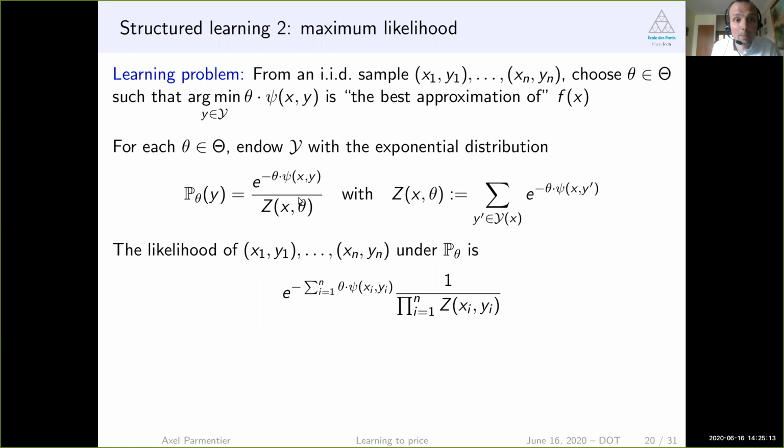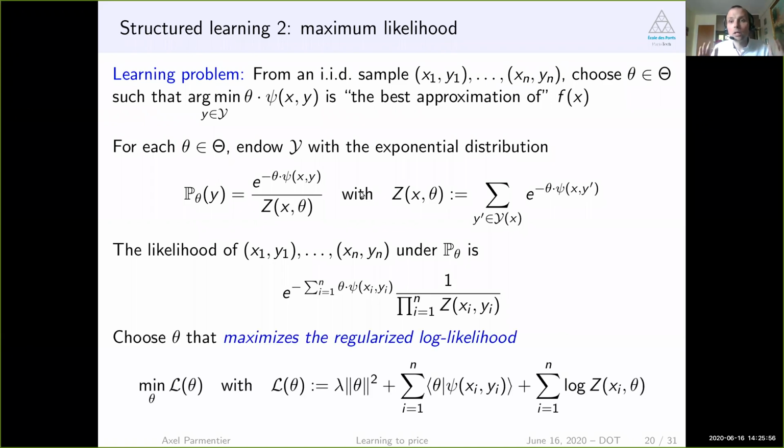In fact, we will embed the set of paths with a distribution where the probability of a path, a solution, will be inversely proportional to its cost. So that under the distribution that comes from theta, the most probable paths will be the ones that have the smallest cost. And using that, we'll just search for the theta that maximizes the likelihood of our observations in our training set.